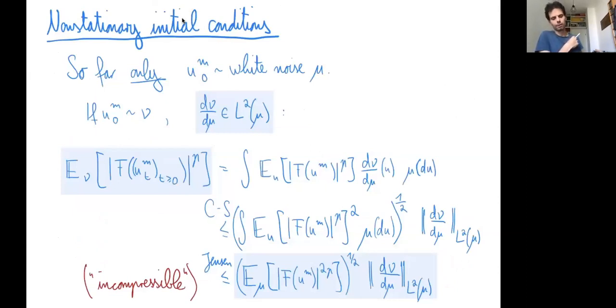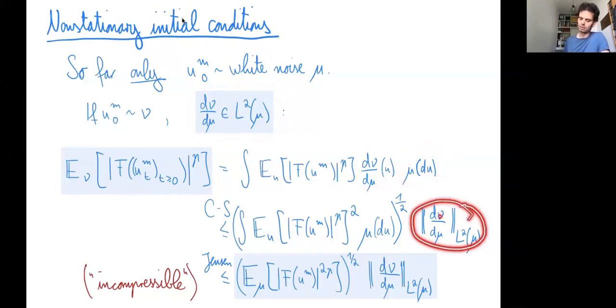Now I want to talk about non-stationary initial conditions. So far everything was for U0 being distributed as a white noise. What happens if we have an initial condition which is absolutely continuous and the Radon-Nikodym derivative is in L2? Then we can estimate any expectation under this measure nu, which is now not white noise. Writing out what this means, we write the Radon-Nikodym derivative and integrate against white noise, apply Cauchy-Schwarz, then we get the L2 norm of the density. And this thing squared, and now we apply Jensen to pull the squared inside.